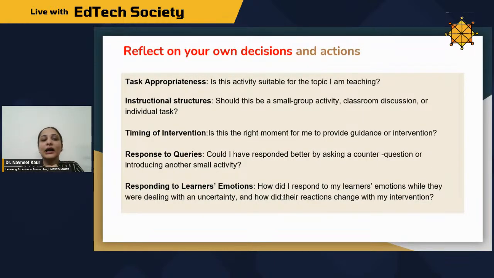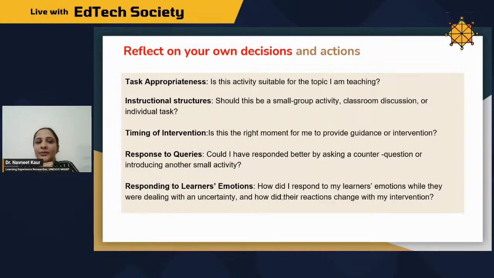Then again, you need to reflect on your own decisions and actions, right? It's important to think about what you are doing as a teacher. Is it giving enough opportunities to learners to experience and express their uncertainties? For example, is the activity that you have chosen suitable for the topic that you are teaching?